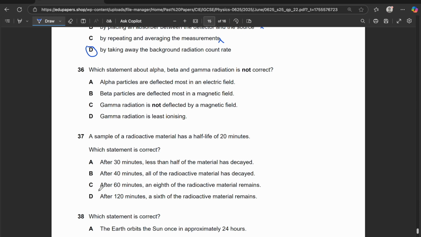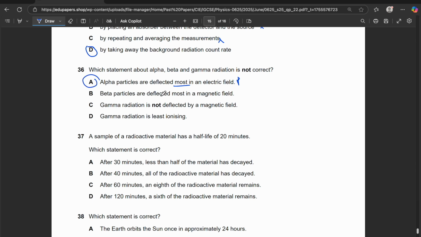36. Which statement about alpha, beta, and gamma radiation is not correct? A. Alpha particles are deflected most in electric field. They're not deflected the most. Beta particles are deflected the most because they are lighter, so it's easier for them to be deflected. So A is the correct answer.